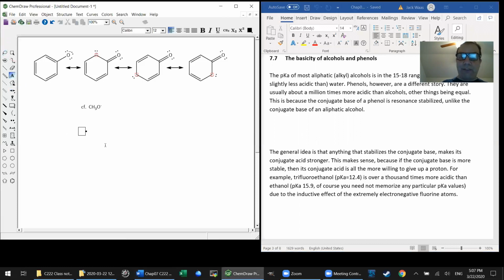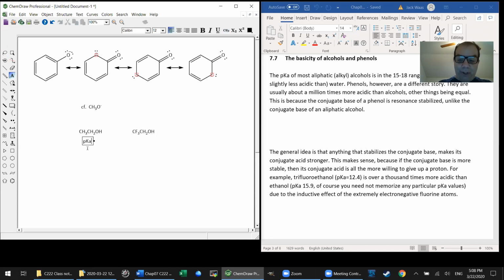I certainly don't expect you to memorize details like this, but if you compare the pKa of ethanol to the pKa of trifluoroethanol, or I should say 2,2,2-trifluoroethanol to be picky about it. It's just the three hydrogens on the methyl group here change to fluorine. So 2,2,2-trifluoroethanol is significantly more acidic than regular ethanol.